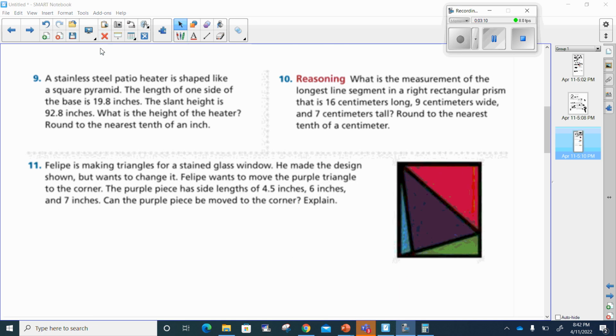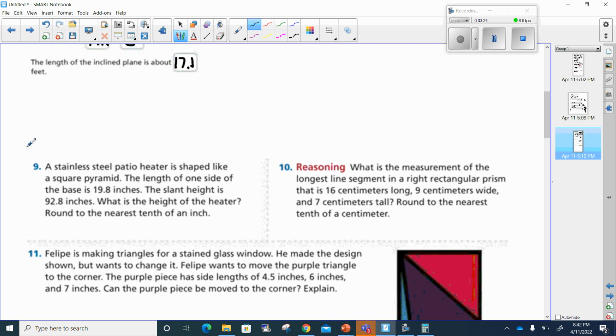Let's get on to number 9 now. A stainless steel patio heater is shaped like a square pyramid. Okay, a square pyramid. Remember, a square-based pyramid will have a square at the bottom of it. So let's just get a little room here to work. A square-based pyramid will have the bottom in the shape of a square.